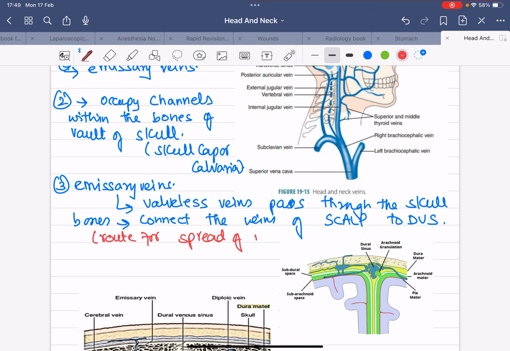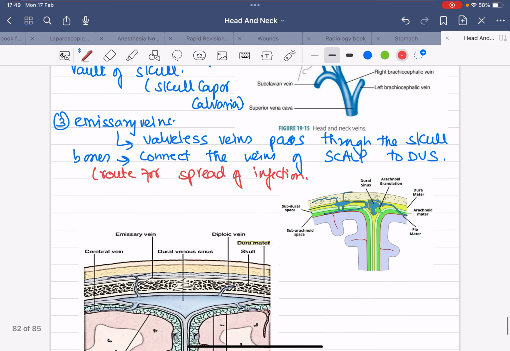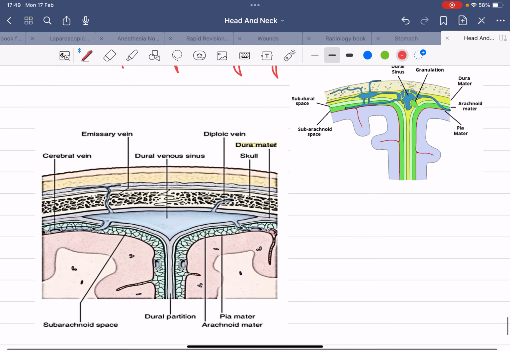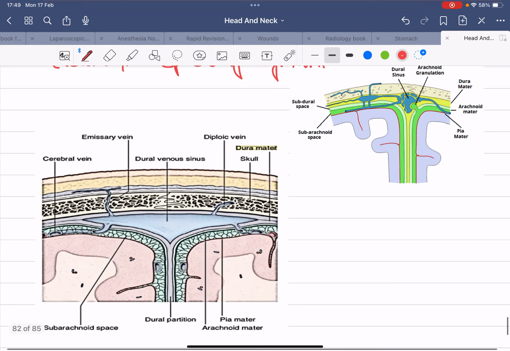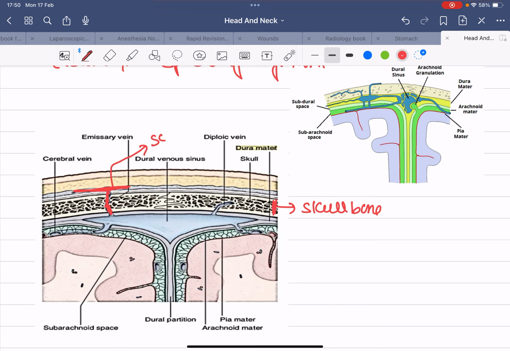Okay, and dural venous sinuses we are going to discuss in detail. So see this diagram, all students. First of all, what are the emissary veins? See here, these are valveless veins which I am highlighting in red color. They are passing through the skull bone. So this is the skull bone. They pass through the skull bones and connect the veins of the scalp, so these are the layers of the scalp, to the venous sinuses.